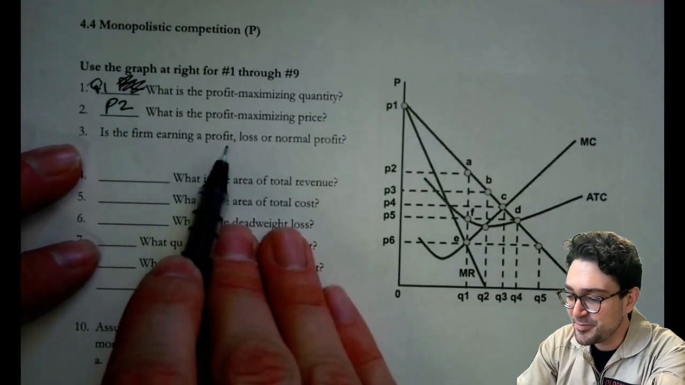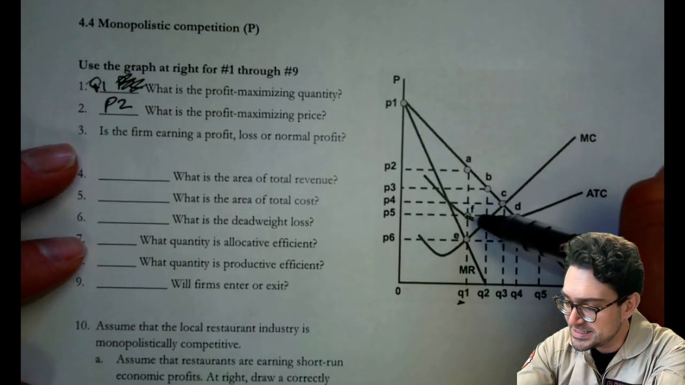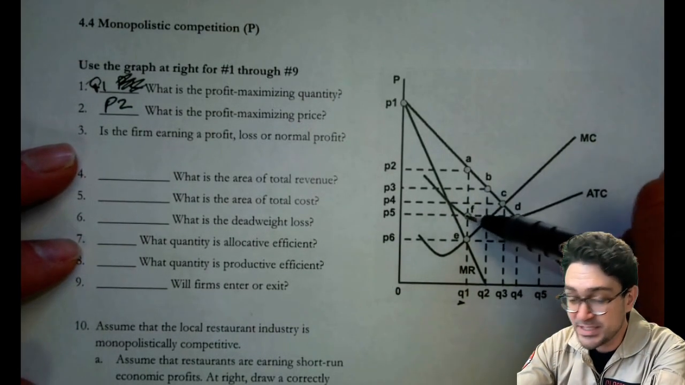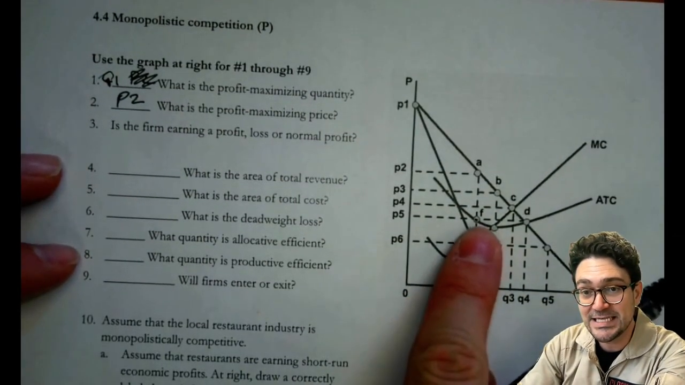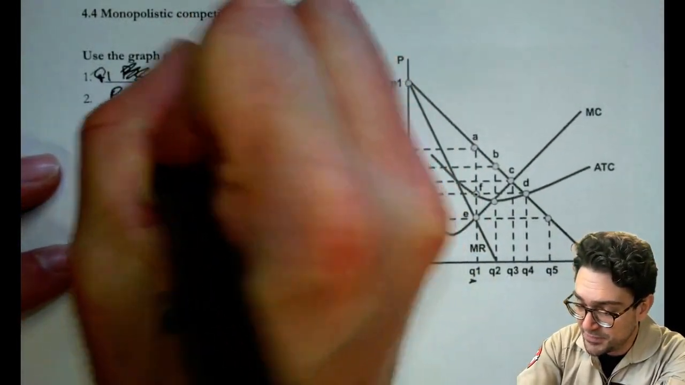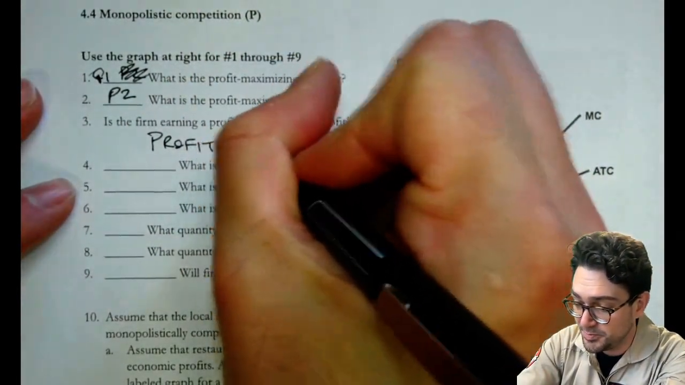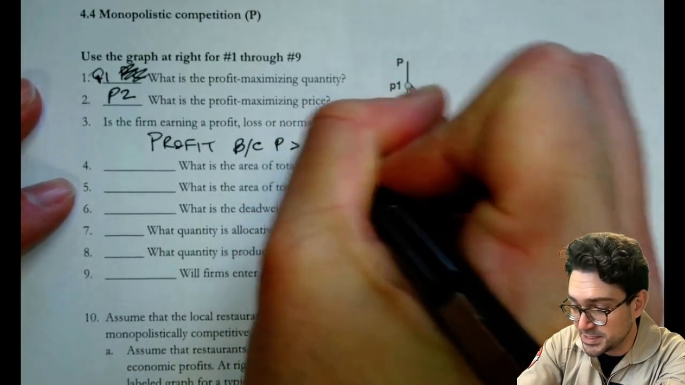Then it says, are they earning a profit, loss, or normal profit? So ATC at Q1 is down here at point F. So I would say that they're earning a profit because the ATC level is P5 and the price is P2. So I would say profit. And I can even put here, because price is greater than ATC, I'll just put that.